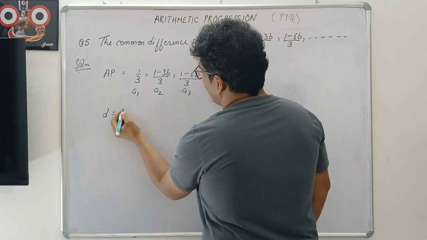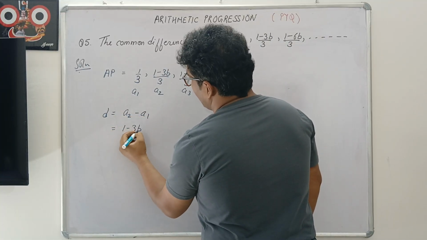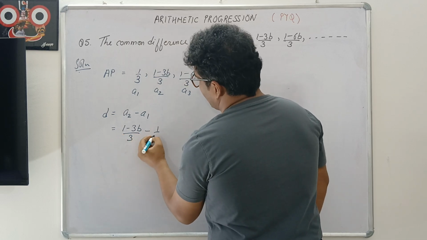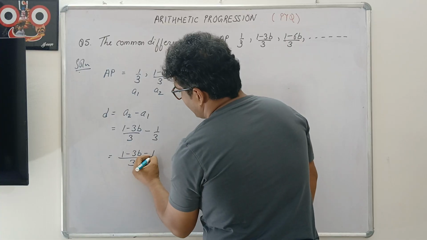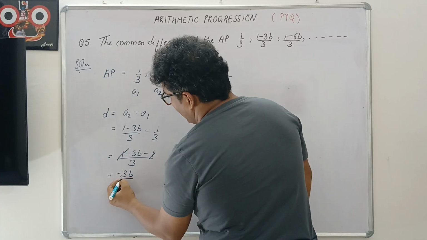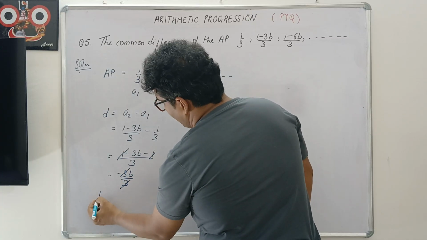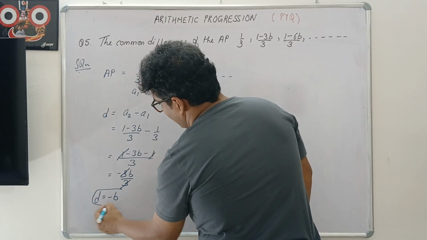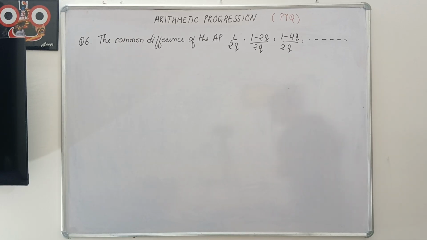So better go for the easiest one, A2 minus A1, that is 1 minus 3b by 3 minus 1 by 3. Take the LCM, this is 1 minus 3b minus 1. So this gets cancelled, you will be left with minus 3b by 3, correct? So the 3 will get cancelled and D is minus b. The common difference is minus b. Okay. Then let's move to the next question. Now you have to find out the common difference of an AP, correct?